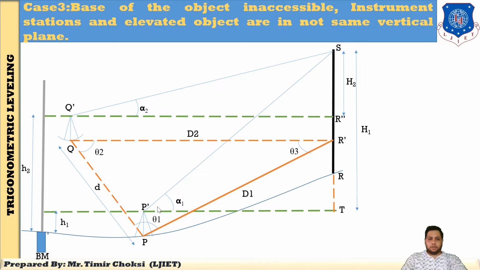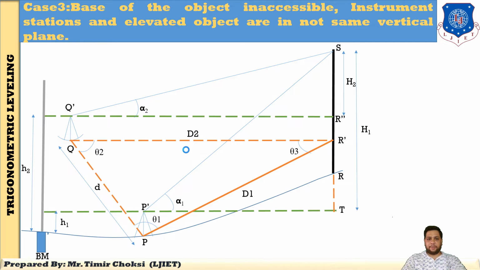Okay. So I repeat, alpha 1 and alpha 2 are vertical angles, but theta 1, theta 2 and theta 3 are horizontal angles. So first draw the figure and give all the notation. H1 and H2 you already know, it was explained in a previous session. Now you have to take the triangle P, Q and R dash. These are in orange color.